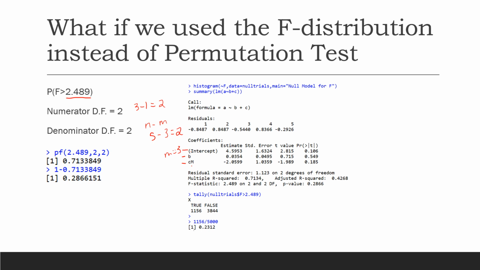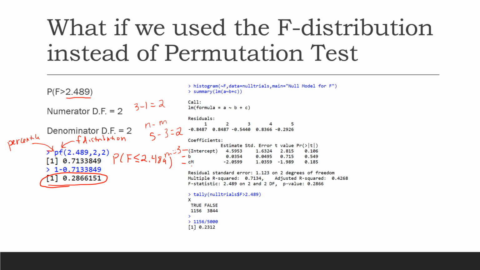When I use the P, remember, is percentile, F for the F distribution, this is going to tell me the proportion that are less than or equal to 2.489. So I take 1 minus that, it gives me the proportion that's more than 2.489, and it gives me 0.2866.